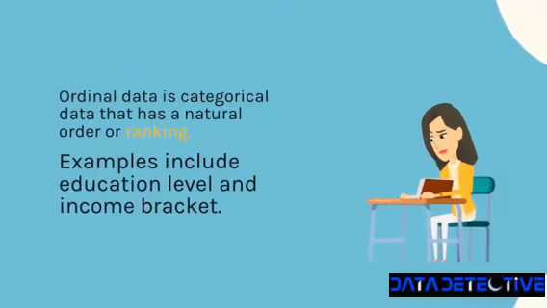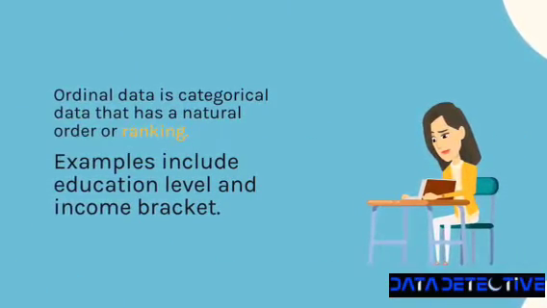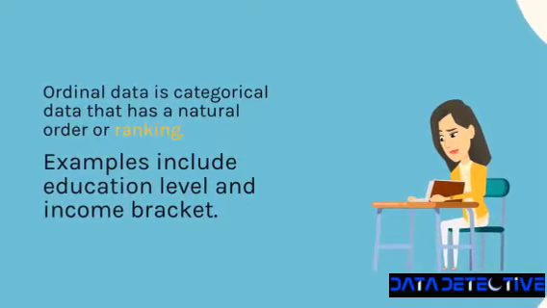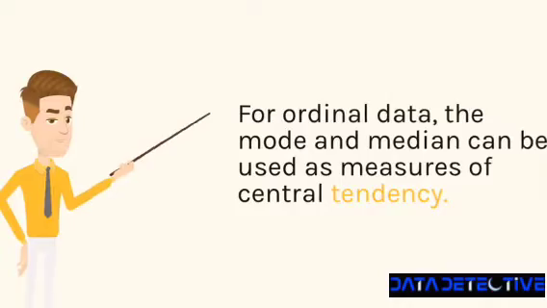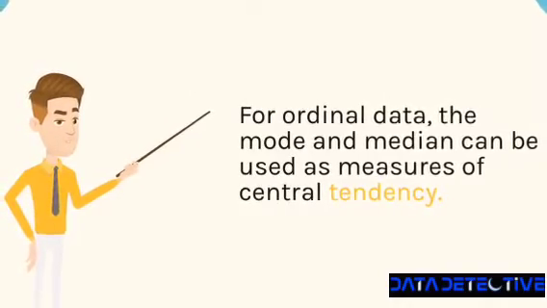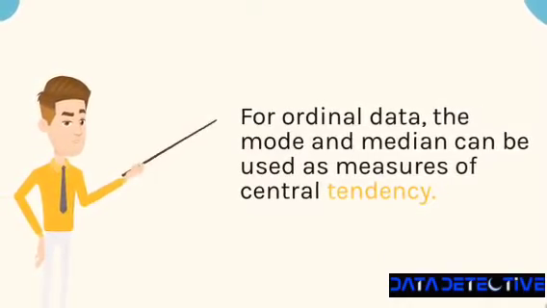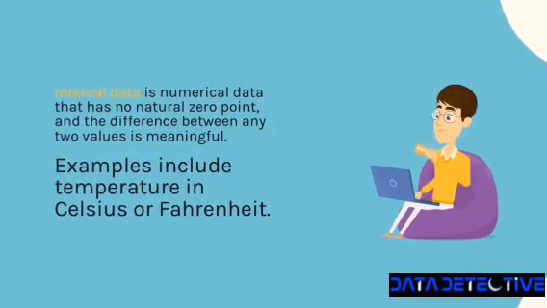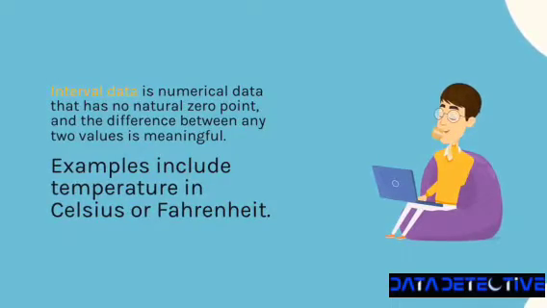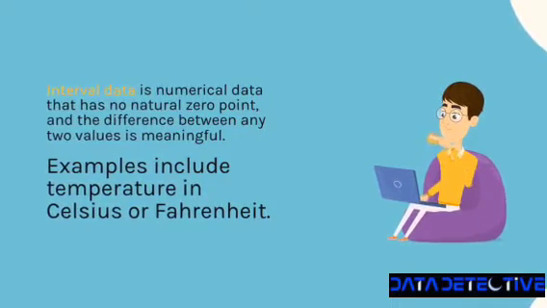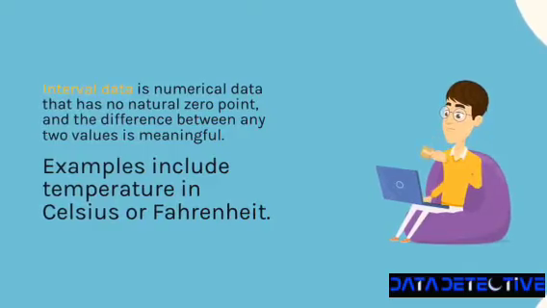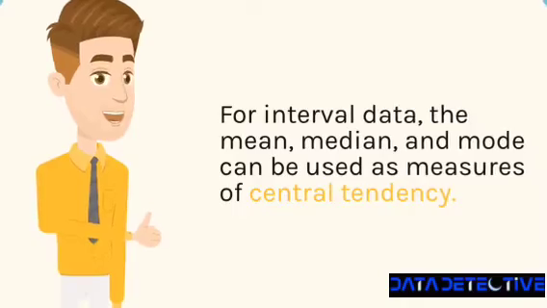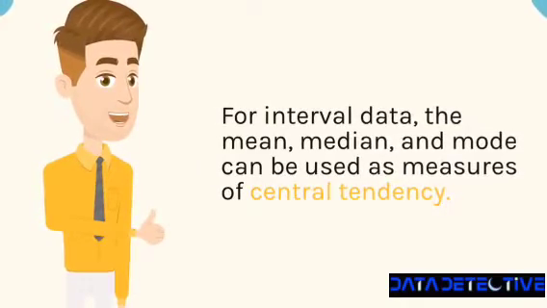Ordinal data is categorical data that has a natural order or ranking. Examples include education level and income bracket. For ordinal data, the mode and median can be used as measures of central tendency. Interval data is numerical data that has no natural zero point, and the difference between any two values is meaningful. Examples include temperature in Celsius or Fahrenheit. For interval data, the mean, median, and mode can be used as measures of central tendency.